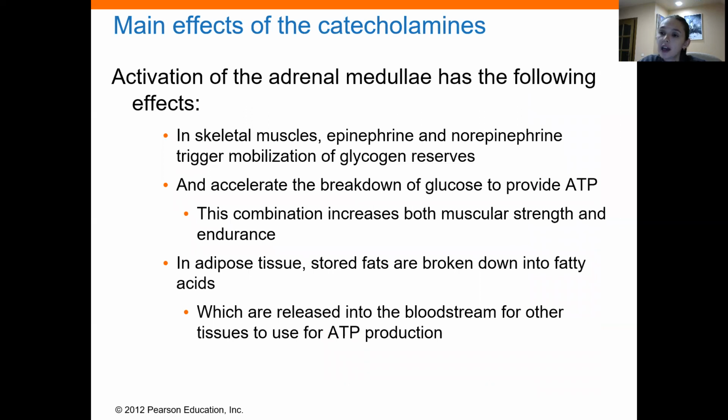What are the main effects of the catecholamines which are produced by the adrenal medulla? Activation of the adrenal medulla has the following effects. In skeletal muscles, epinephrine and norepinephrine will trigger mobilization of glycogen reserves and accelerate the breakdown of glucose to provide production of ATP. This combination increases both muscular strength and endurance. In adipose tissue, stored fats are broken down into fatty acids, which are released into the bloodstream for other tissues to use for ATP production.